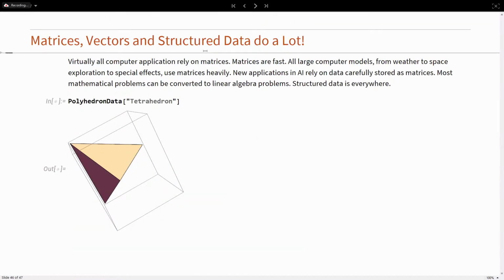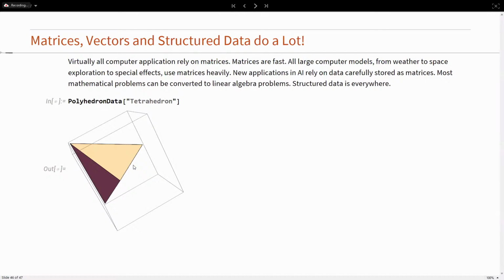So matrices really do a lot. Virtually all computer applications rely on matrices. They're really fast. All large models, from weather to space to special effects to games, all use matrices heavily. New applications in AI rely on data that is carefully structured as matrices or tensors. Almost all mathematical problems can be converted to linear algebra problems. And if you do any sort of programming at all, or just about anything with computers, you're going to have to deal with structured data.